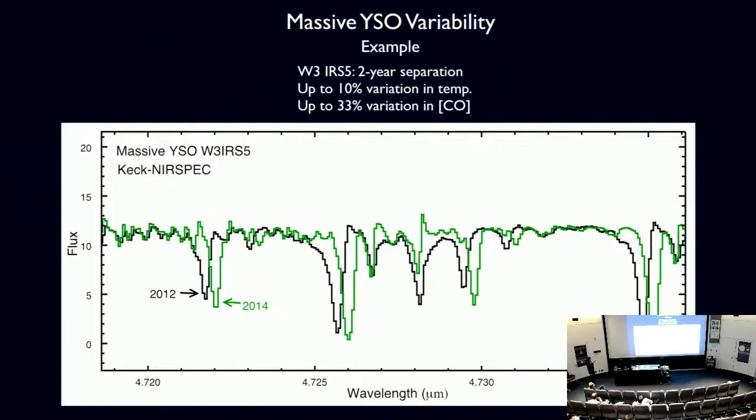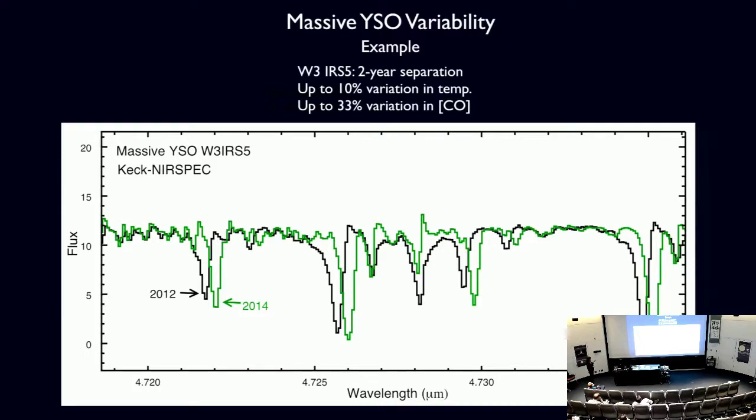So variability, this is just showing what we see in some of the data sets. From 2012 to 2014, I'll just show a few examples. This is a massive YSO, W3RS5, which some of you are familiar with. In 2 years, we see up to 10% variation in temperature and 33% variation. These brackets just mean abundance of CO. So we're looking at 12CO and 13CO in this case.